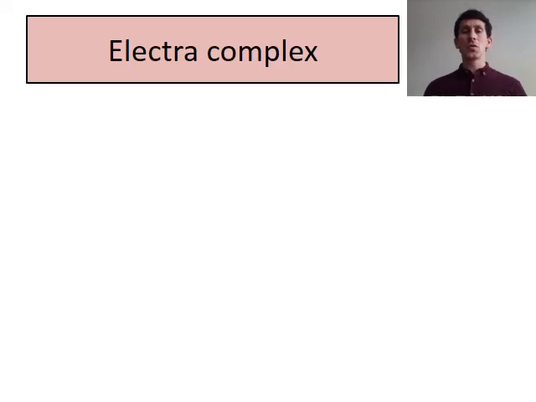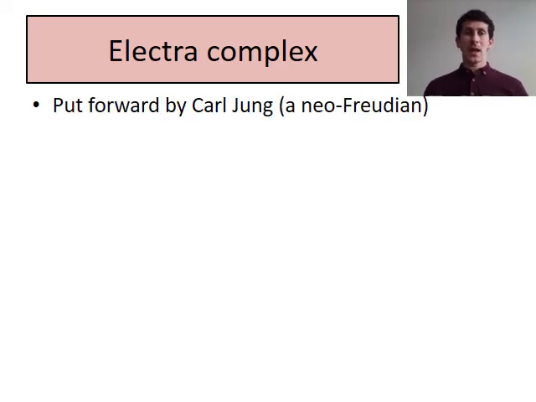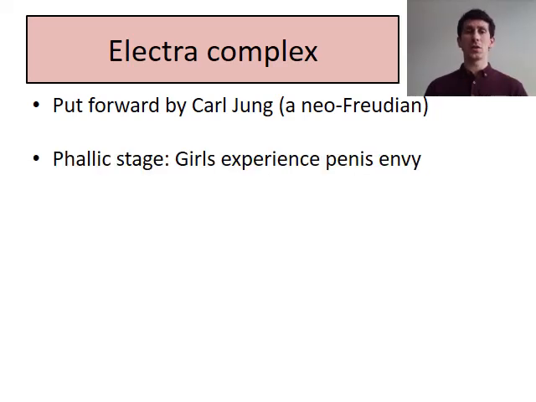Girls, on the other hand, go through the Electra complex. This is put forward by Carl Jung, who was a neo-Freudian, so a follower of Freud, a theorist of Freud. It wasn't put forward by Freud himself. Freud said he didn't understand women. And this Electra complex itself comes from Carl Jung. But it still comes under Freud's overall theory.